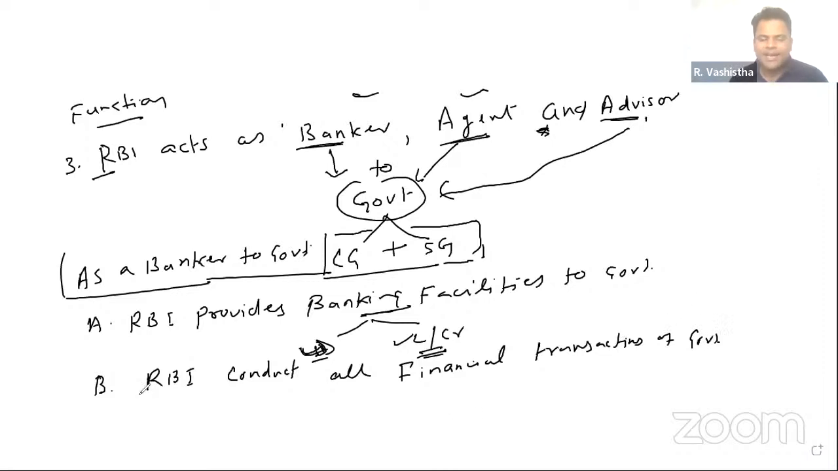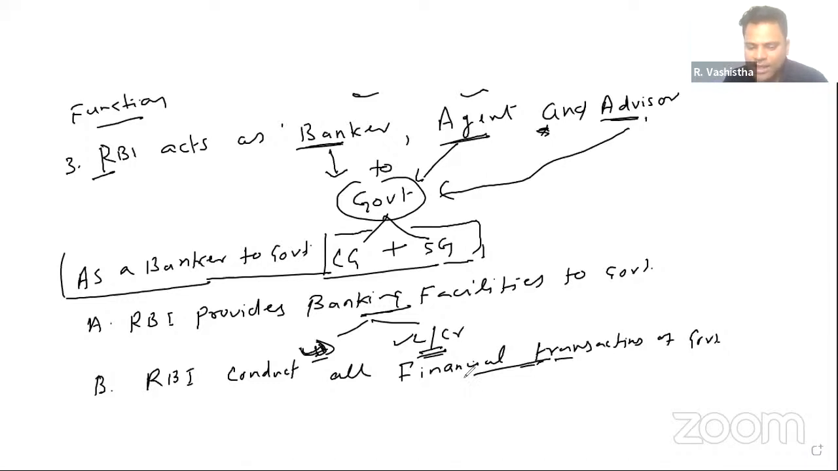Or you can say that the Reserve Bank of India conducts transactions on behalf of government. Every financial transaction in which money is involved. Financial transactions mean those transactions where money is involved. Either government has to pay money or government has to receive money, right? So the RBI on behalf of government will conduct the financial transactions.